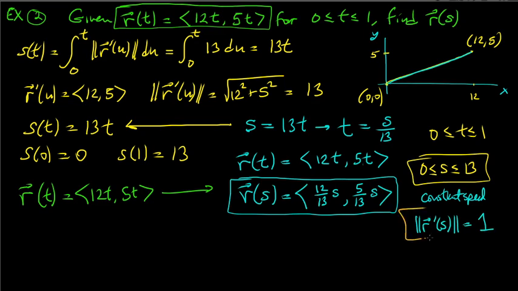So in the original picture, our speed was 13 units per second, 13 units every second. And in the picture for r of s, you're moving at 1 unit per second. So we've taken a constant speed of 13 and reduced it down to a constant speed of 1.